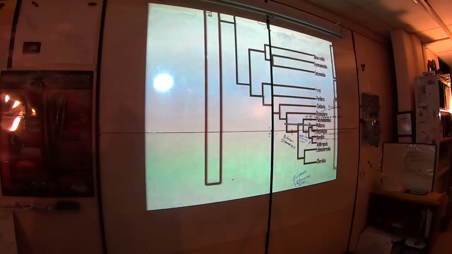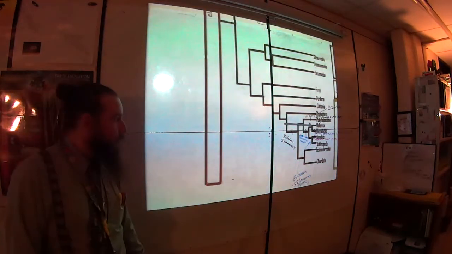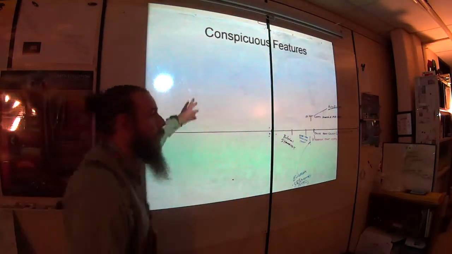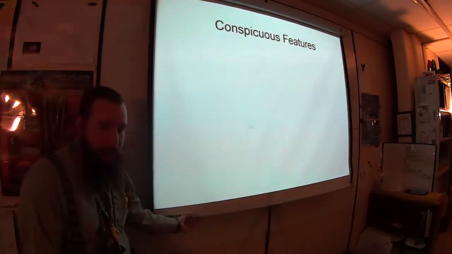Will Robinson. What? All the way down from the range. Conspicuous features. Are you prepared? No. But let's do this.